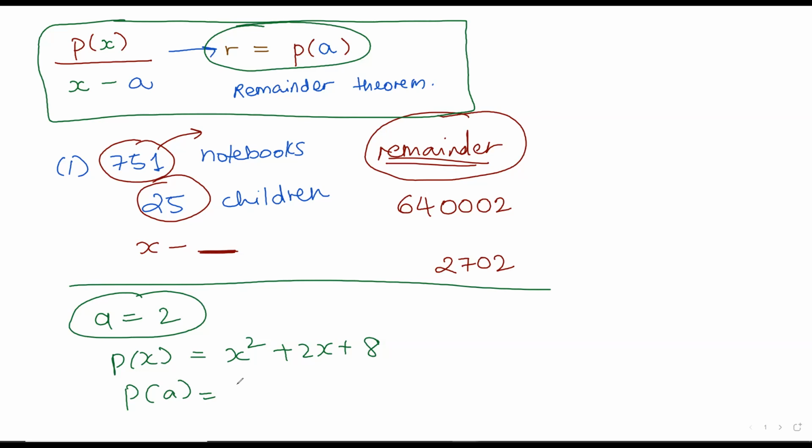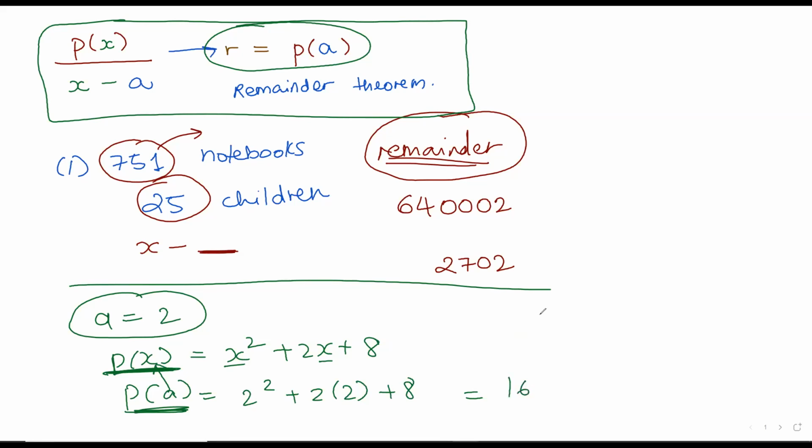Ma'am, 2. Mridula, what is P of A? Ma'am, x square. Yeah, you just replace, see, you look over here, P of X, P of A. When we are writing A in place of X, that means you just replace every single X with A. So that's A square plus 2A plus 8, which is 2 square plus 2 times 2 plus 8, which is 4 plus 4 plus 8, which is 16.